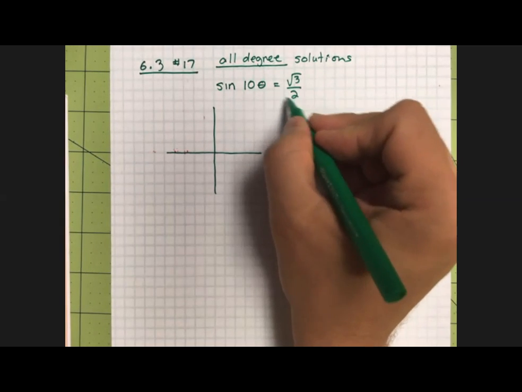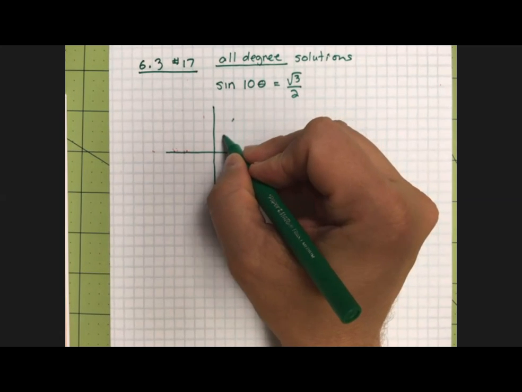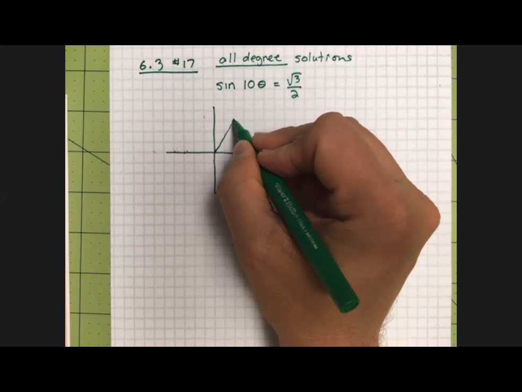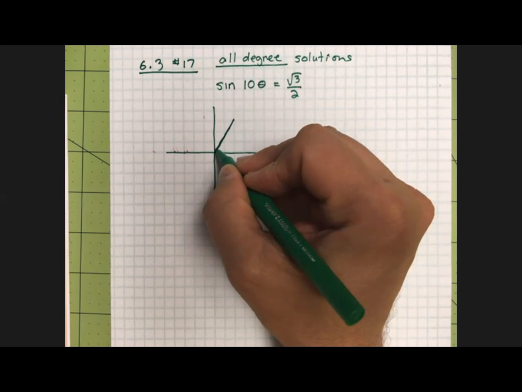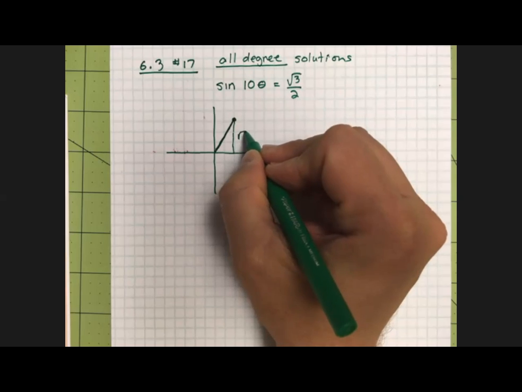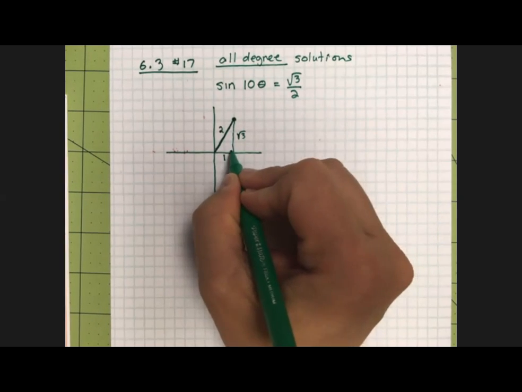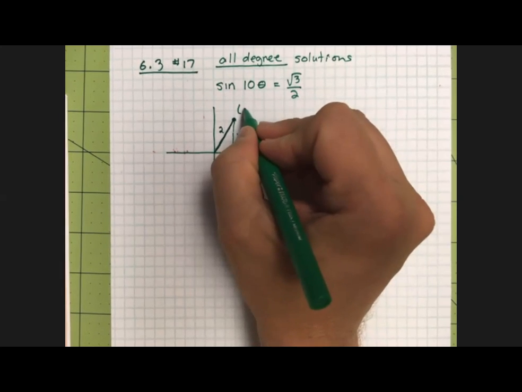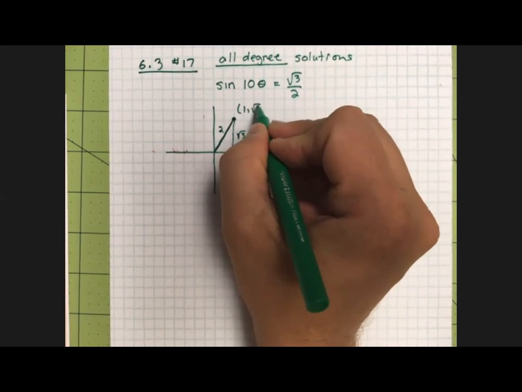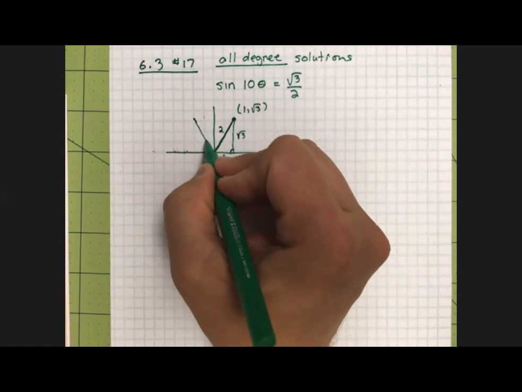It's a 30, 60, 90 triangle. So we're talking about this angle right here. Root 3, 2, and 1. That point right there is 1 and root 3. And we're talking about its mirror image over here.